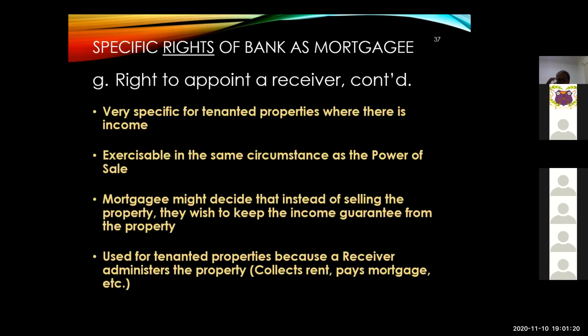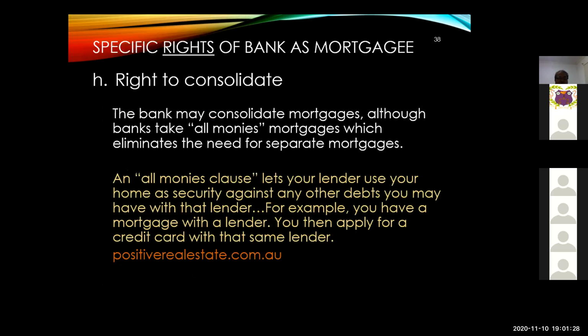And then finally, the right to consolidate. The bank may consolidate mortgages, although banks take what they call all monies mortgages. They have an all monies clause in mortgages, which eliminates the need for separate mortgages. Now, some mortgages don't have it, but up to the time that I was actively in the front line of the lending industry, you found that financial institutions had these all monies clauses, and they also had revolving type credit clauses as well. Okay, so there's the all monies clause and revolving credit type clauses in their mortgage documents.